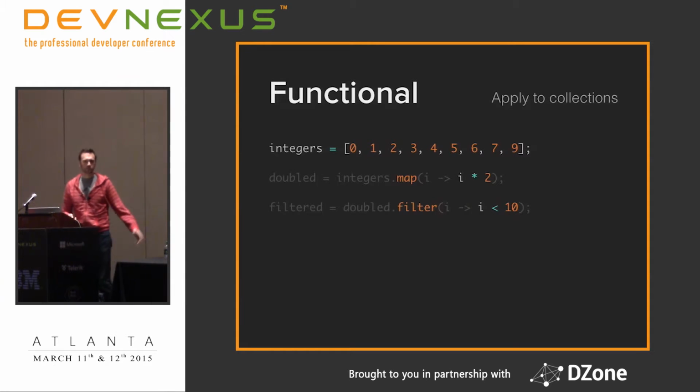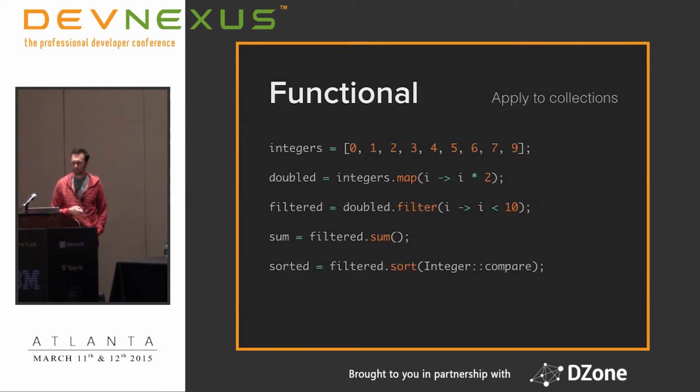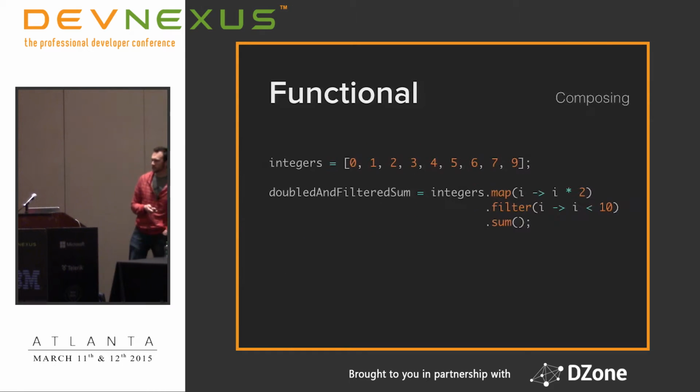Again, if you want to filter, you can say, I'm just going to filter and only select the values that are less than 10. And so on and so on. You can reduce to a single value with things like sum. You can sort by applying a function, essentially a function here called from the Integer class, compare, and so on, right? You can compose these functions easily as well and make something that's very easy to read.